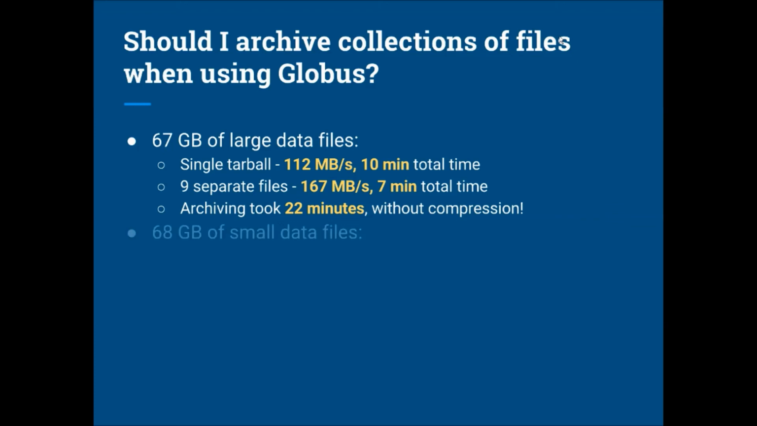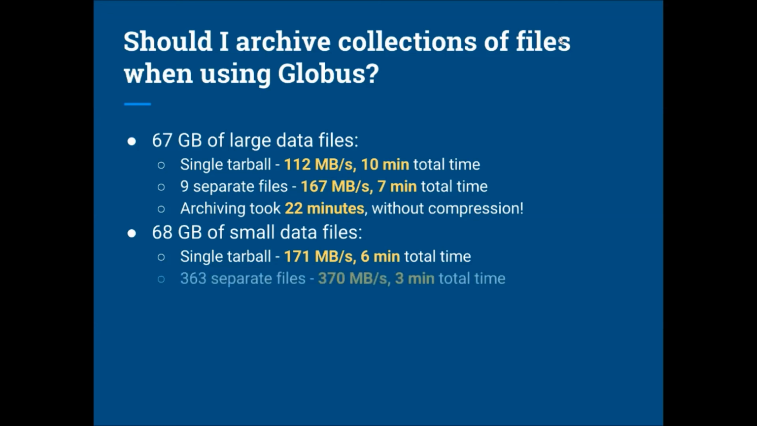Now I was thinking, okay, maybe with small data files it would help. So here I have 68 gigabytes of small data files. Again, a single tarball, at this time of day, it was after hours, and I was getting a bit better speed, 171 megabytes per second, 6 minutes. But with the separate files, I get half the time, double the speed. And again, no compression, because that would take even longer. Just archiving took 20 minutes. So generally, no.